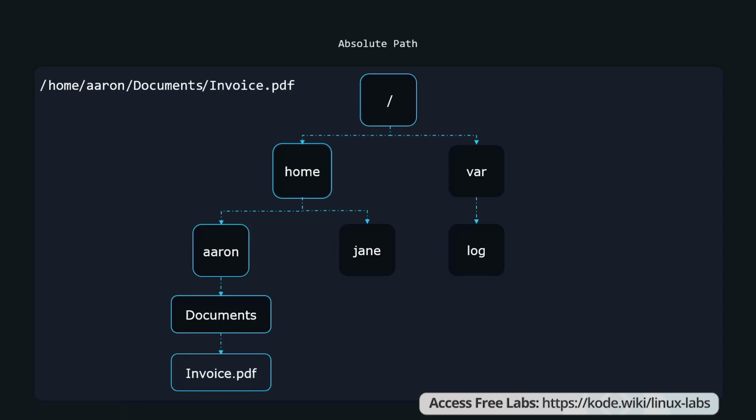An absolute path can end with the name of a file, but also with the name of a directory. If we'd want to refer to the documents directory, we could specify a path like /home/aaron/documents.